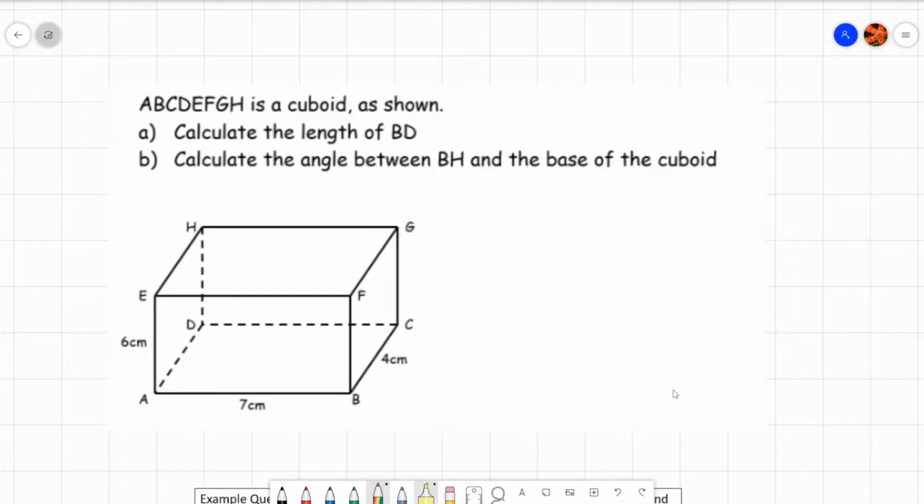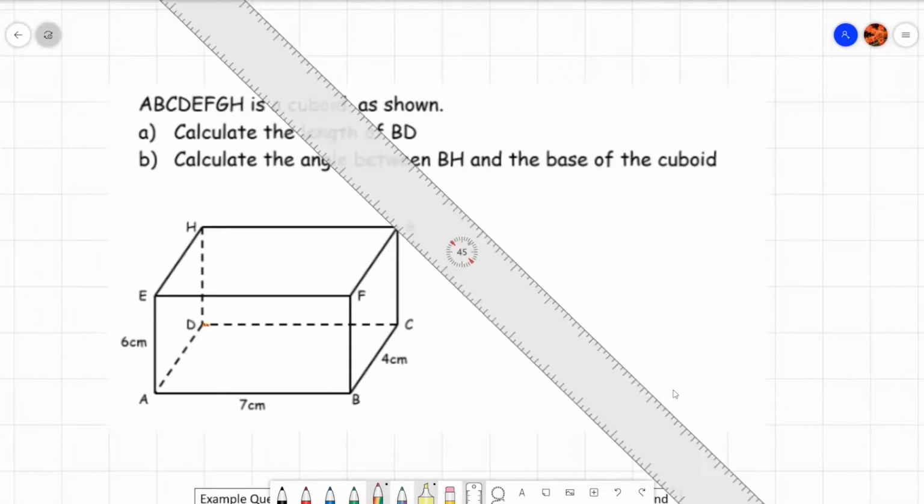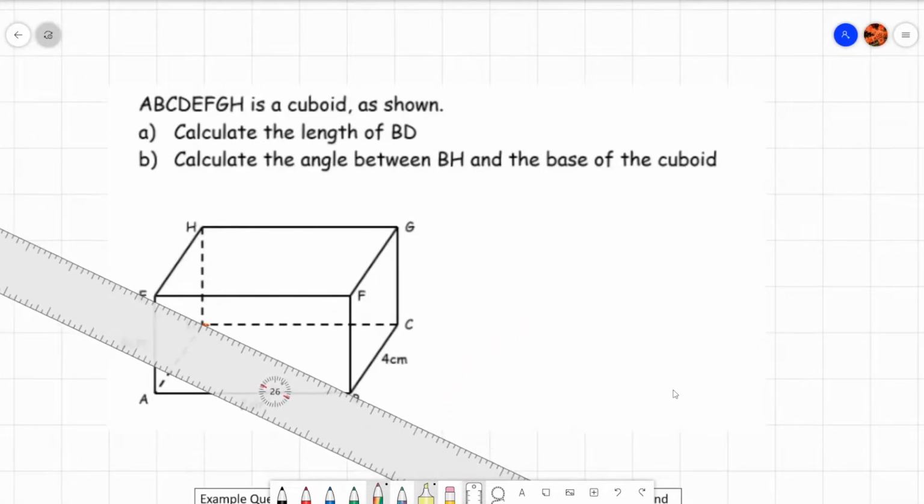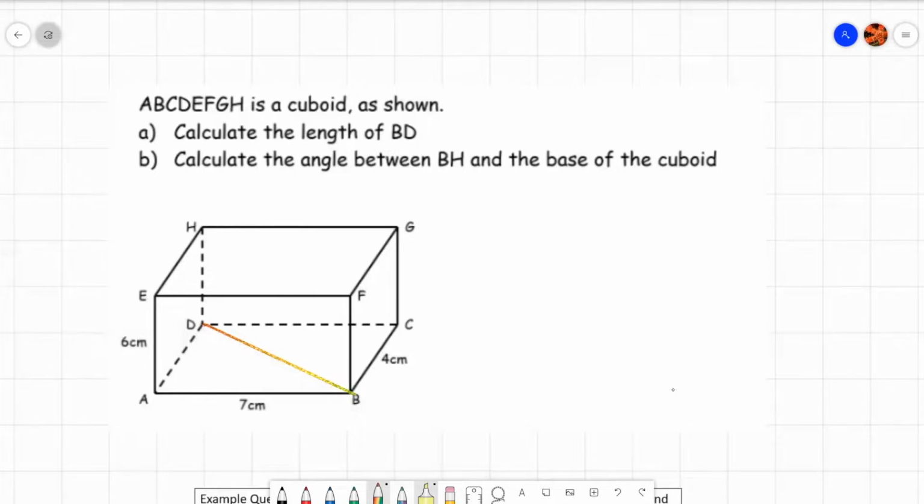So we can draw that in. I'm just going to draw that. Let's get a ruler. Okay, there we are, I've drawn my line BD. It's important to identify where you can see a right angle triangle.